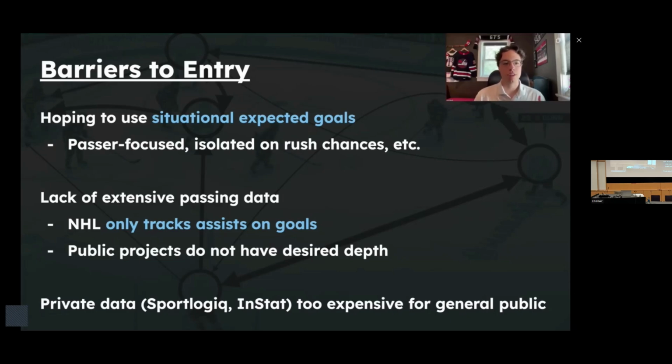However, we don't really have this wealth of passing data available. The NHL only tracks assists on goals rather than shots on goal, let alone shot attempts. And most public projects don't really have the scope or sample set necessary to do this on a league-wide level. Where we would find this would be privately within teams or companies, but that's obviously way too expensive for someone in the general public like me to acquire.